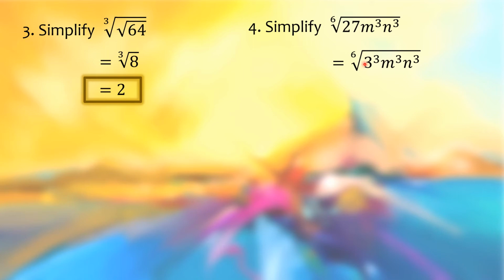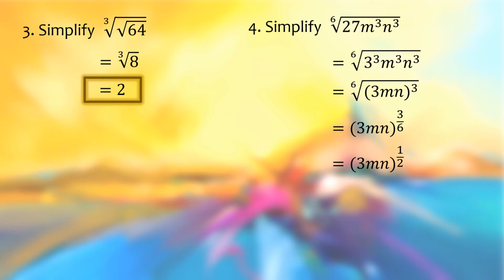And then, since pare-pareho na sila ng exponent, pwede nating isulat as ganito, 6th root of 3mn quantity cube. Okay, so dito naman, para ma-simplify natin yung index na 6, pwede natin gawing fraction ang exponent ng 3mn, kaya magiging 3mn raised to 3 over 6. And then, may lowest term pa ang 3 over 6, which is raised to 1 half. And then, ang 1 half naman ay papalitan natin ng radical sign. Therefore, the final answer is square root of 3mn.